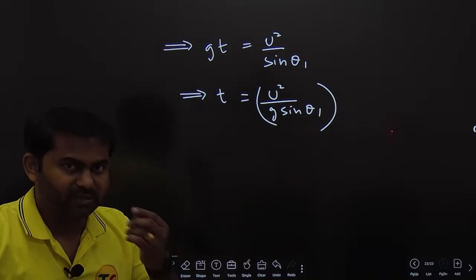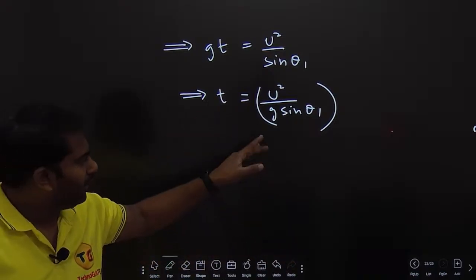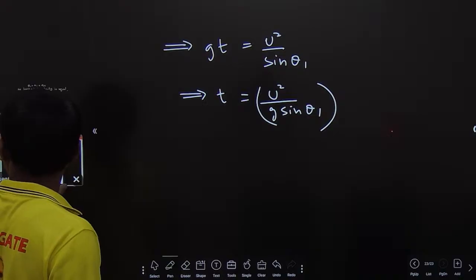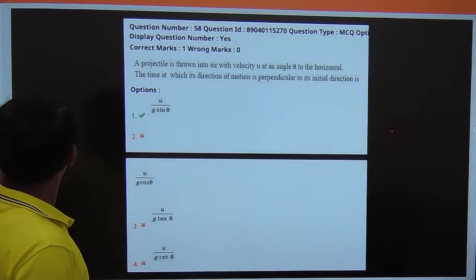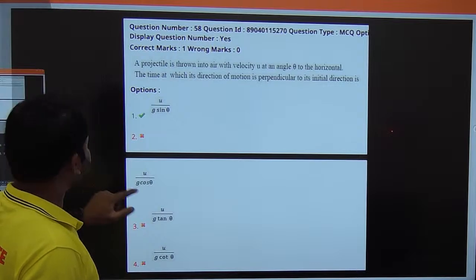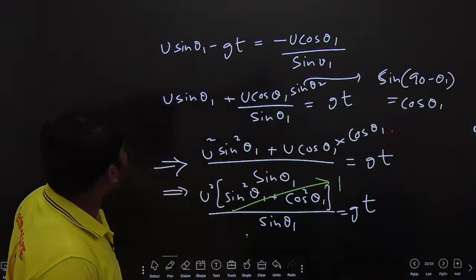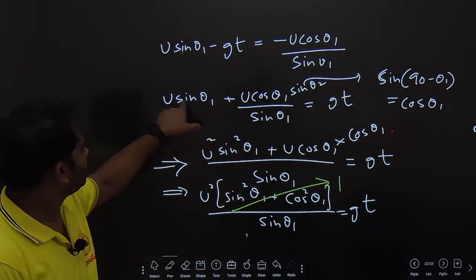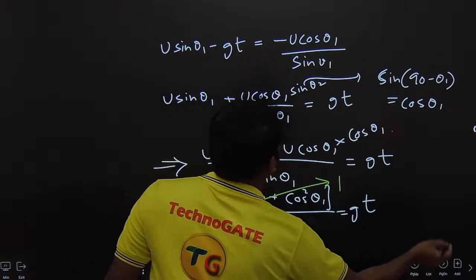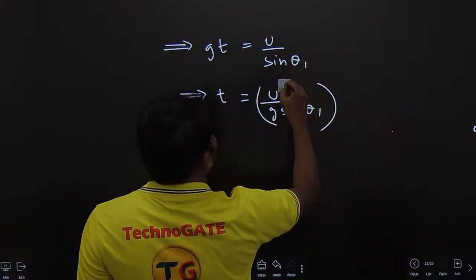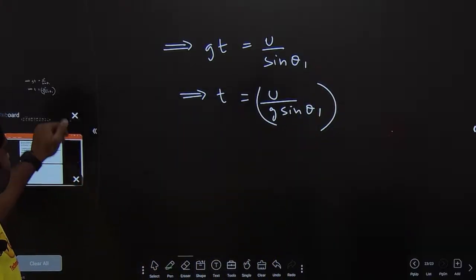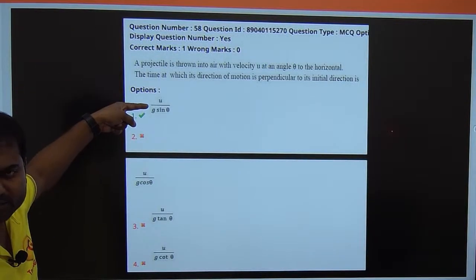So one small mistake made me think again and again. I believe you are able to understand this. So the time is equal to u square by g sin theta 1. Let me check it. Another small mistake. No, there is no u square, I only made a mistake here. So this is fine, u square is not there. The time is u by g sin theta 1, which is option number 1.